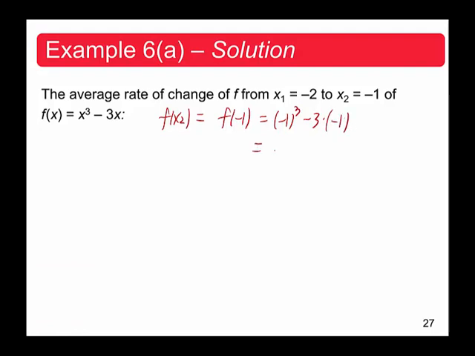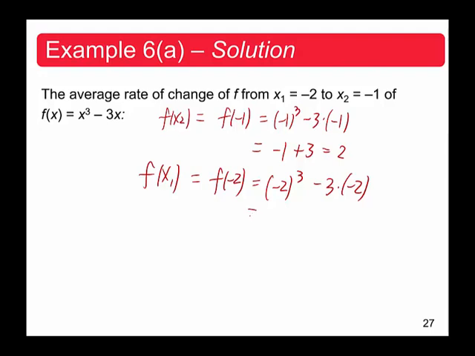-1 cubed is -1. -3 times -1 is positive 3. So we get positive 2. Yes. f of x1, that's going to be f of -2. So again, replace x with a -2. We get -2 cubed minus 3 times -2. -2 cubed is -8. Adding 6 turns out to be -2.